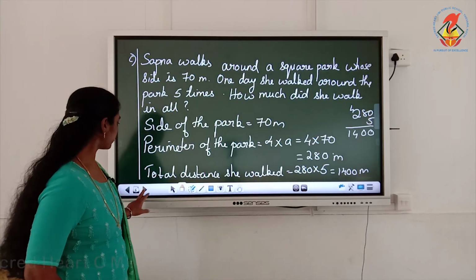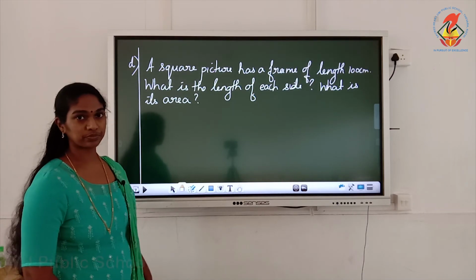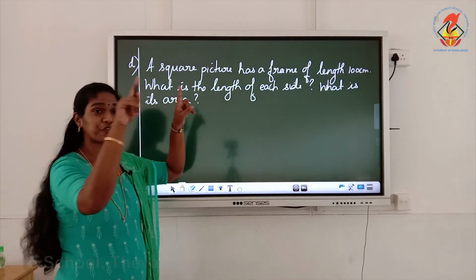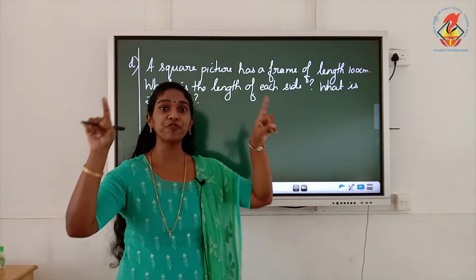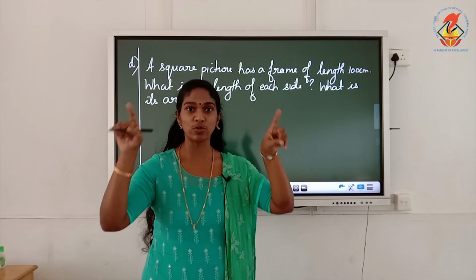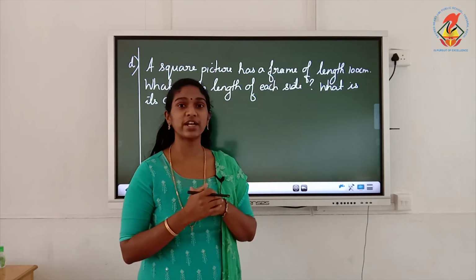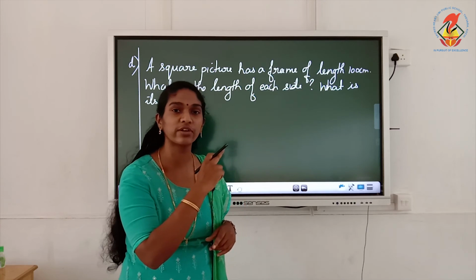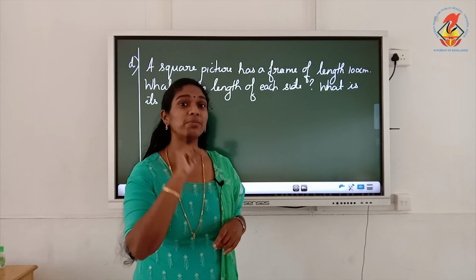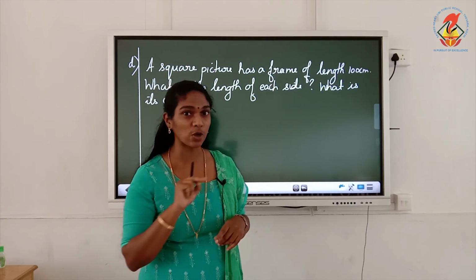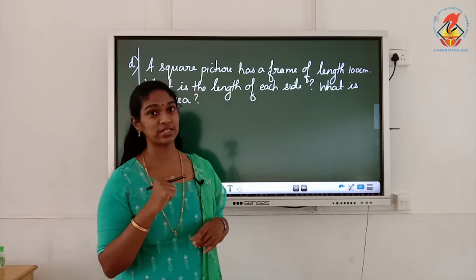Okay. Now, the last one, a square picture. A square picture has a frame of length 100 centimeter. One picture, it's having a frame. Frame comes outside the picture, isn't it? So, what is the length of that frame? 100 centimeter. That means what is given to you, children? Frame outside the picture. What is given? Perimeter is given to you. The length of that frame is 100 centimeters. So, the perimeter is given to you.